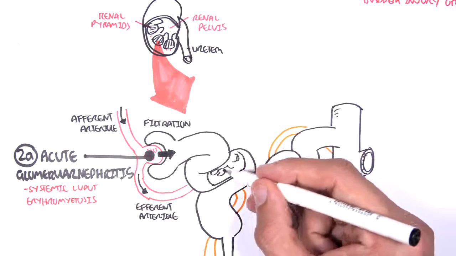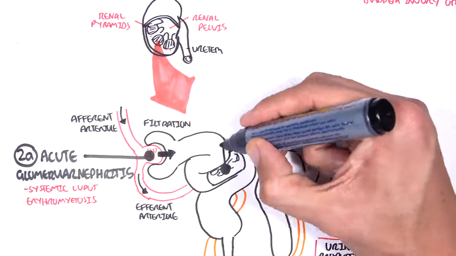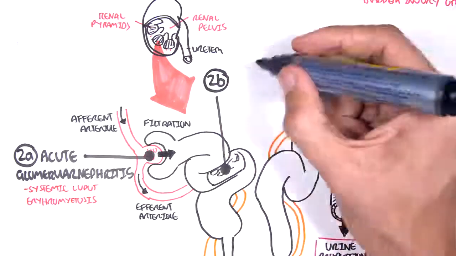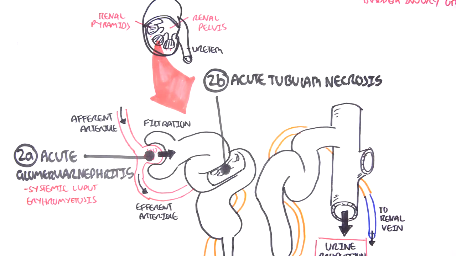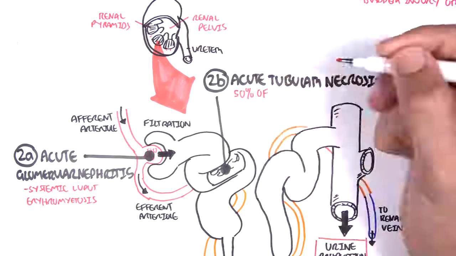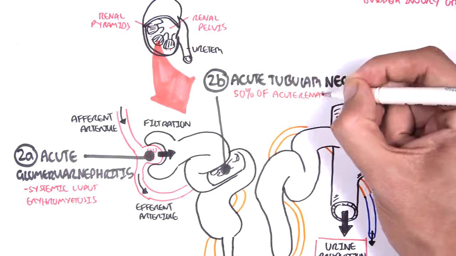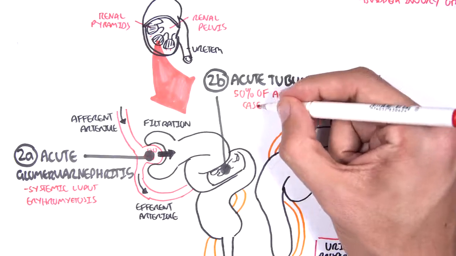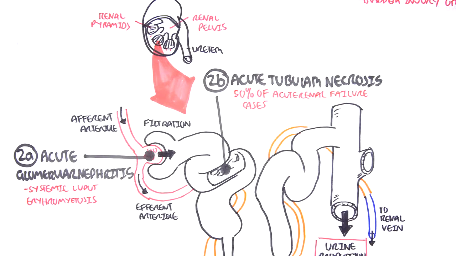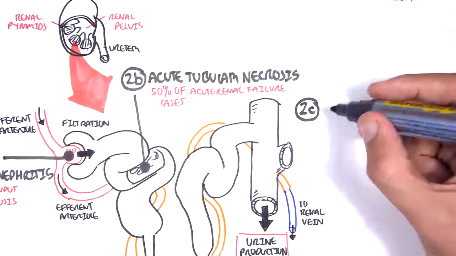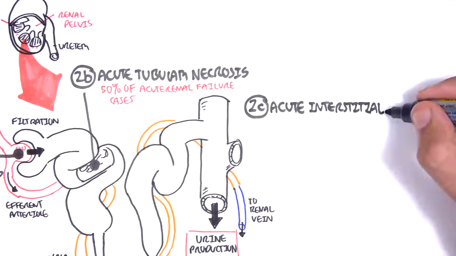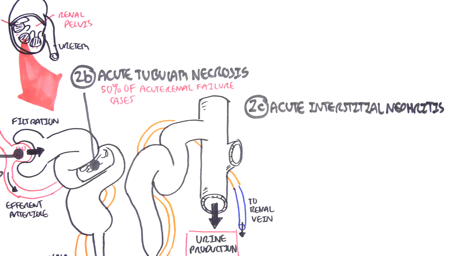The second type of intrarenal cause of acute renal failure is acute tubular necrosis, and this is actually the main sign we see in acute renal failure, which is death of cells within the nephron. And 50% of acute renal failure cases have this feature. And then we have acute interstitial nephritis, which is literally inflammation of the interstitial space in the kidneys. And we see this mostly in allergic reactions as well as infection.